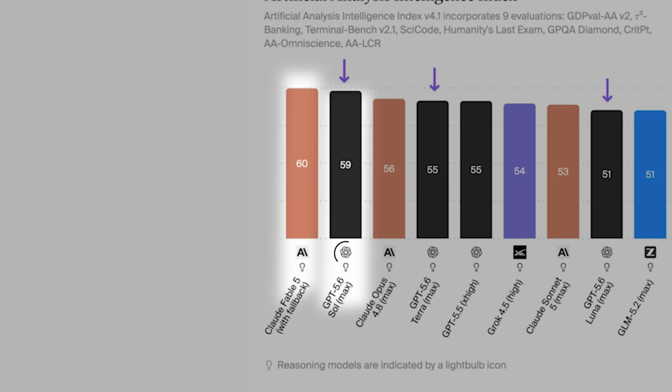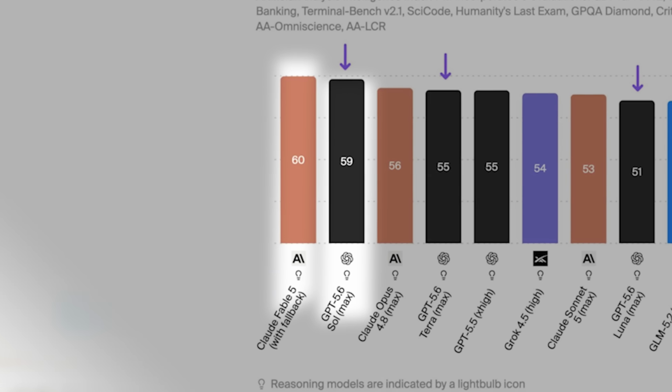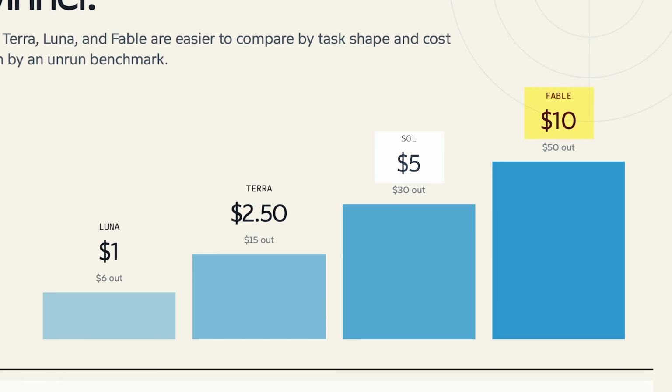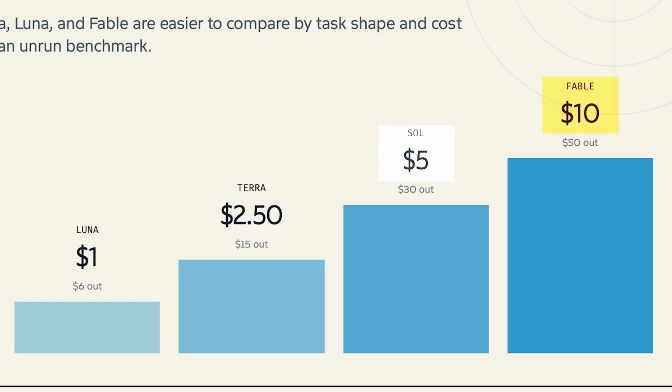If you see this chart, GPT 5.6 Soul is just slightly less powerful than Fable 5, and it is less than half as expensive as Fable 5, which is insane. Next, you have 5.6 Terra. This is the medium model to use for most other tasks, and after that you have 5.6 Luna. It's the least expensive and the one you can use for most repetitive tasks out there, which does not require a lot of reasoning and thinking.